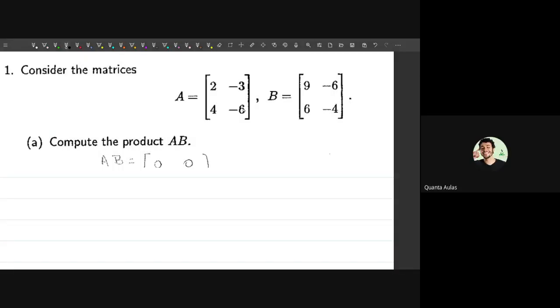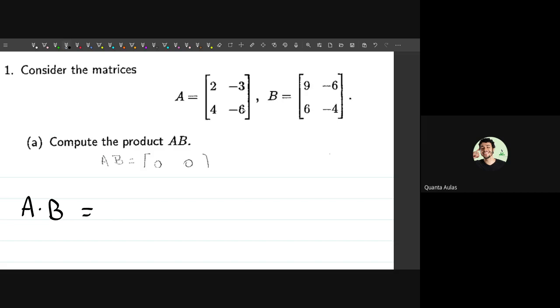Let's go. We want the product A times B. In matrices, the order of the terms is important. So A times B is different from B times A, okay? This is the first thing you need to know. Another important thing you need to know.